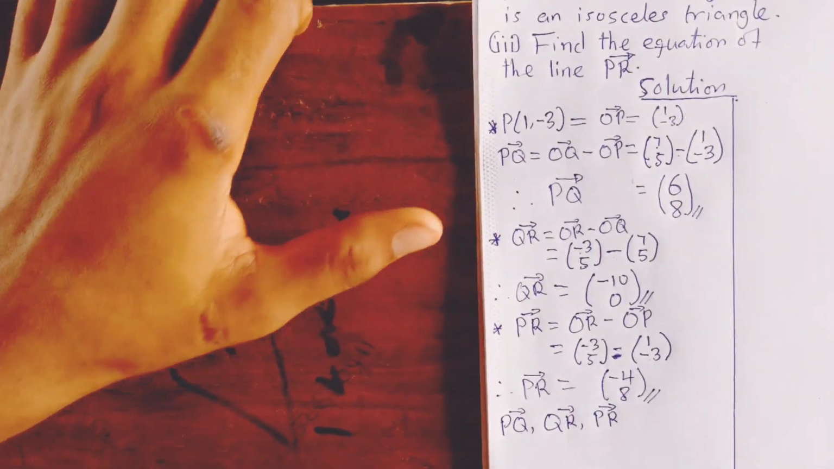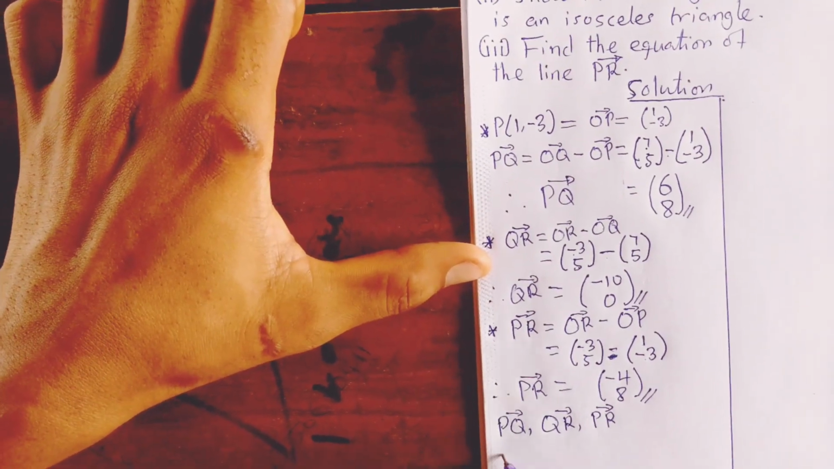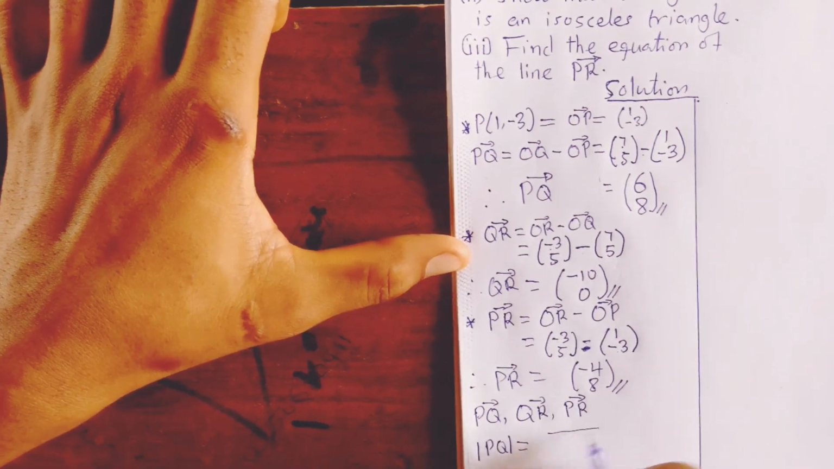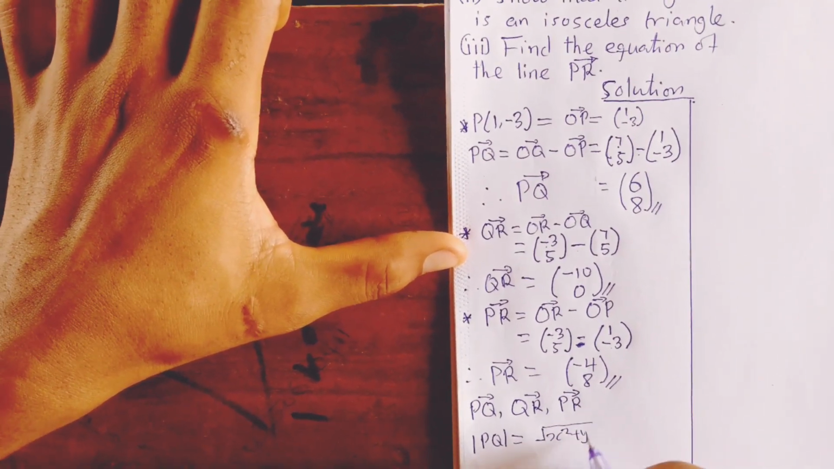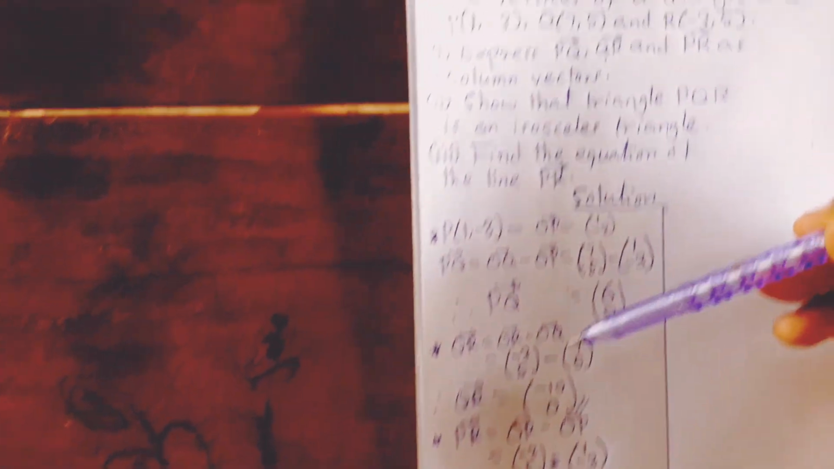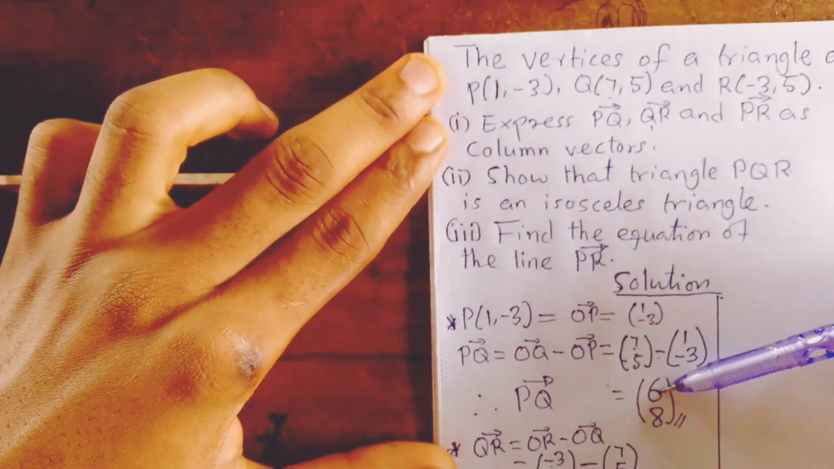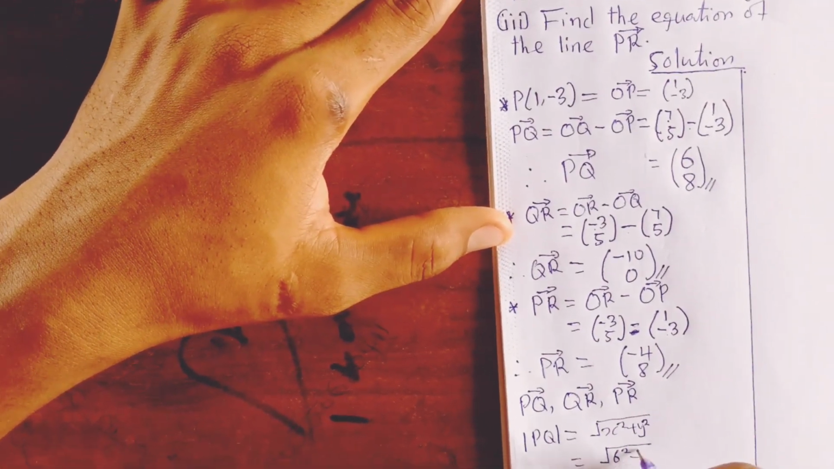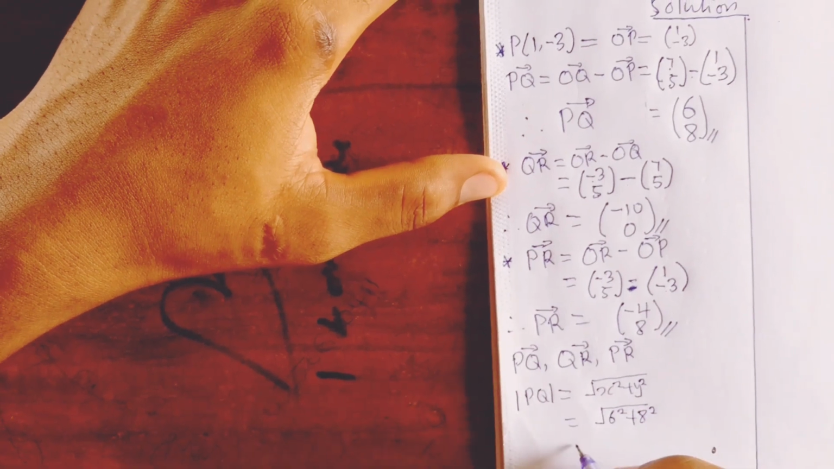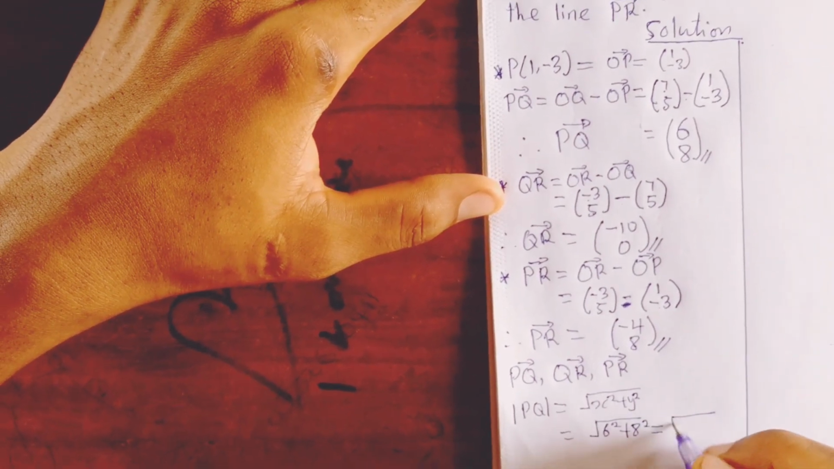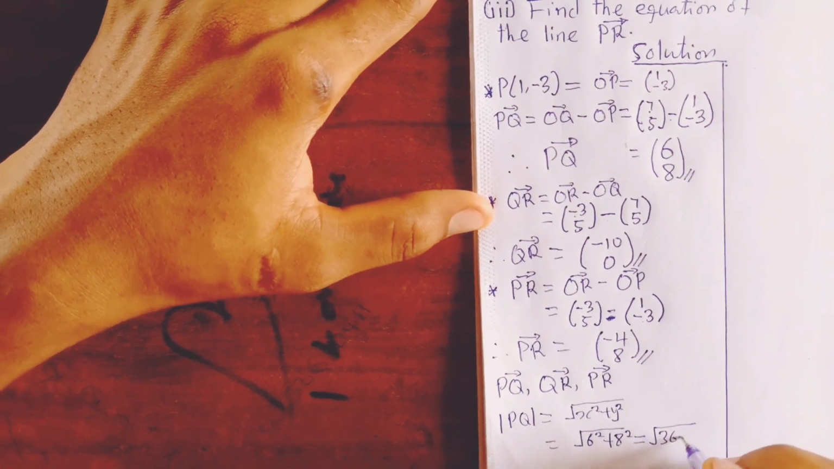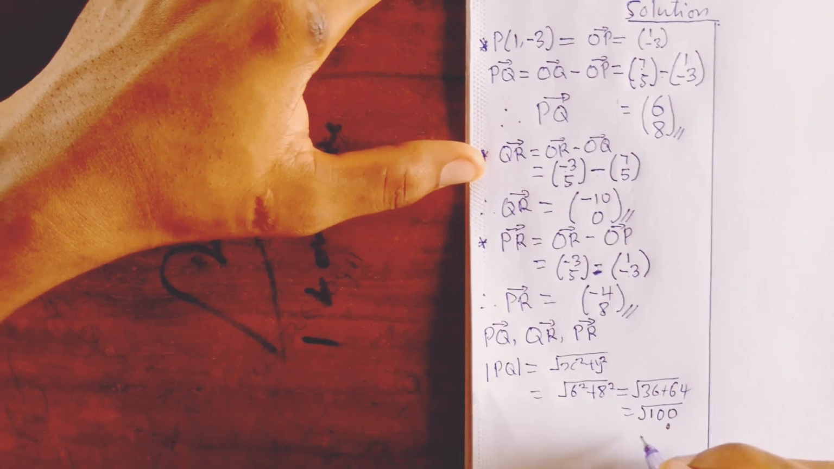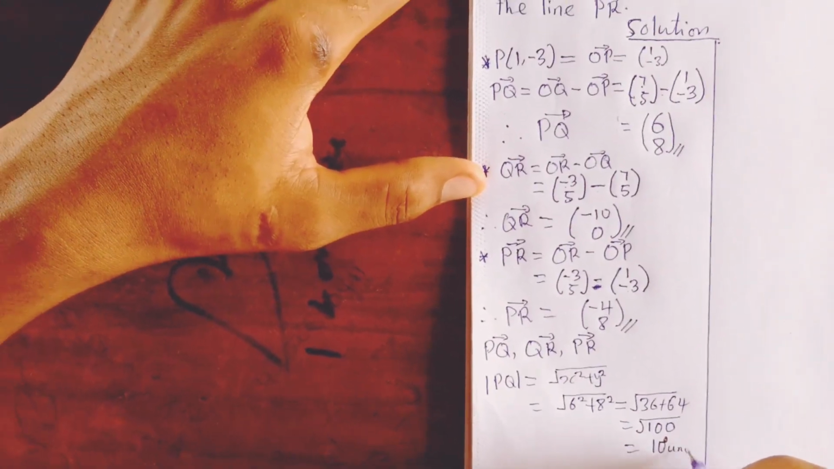And how then do you find magnitude? I'll start from PQ. The magnitude of PQ is equal to the square root of x squared plus y squared. The first component is for x and the second one is for y. So this is the square root of 6 squared plus 8 squared, which is the square root of 36 plus 64, which is equal to the square root of 100, which is equal to 10 units.